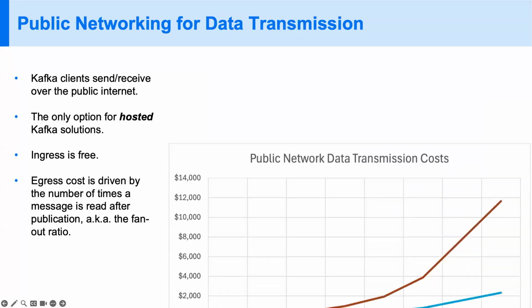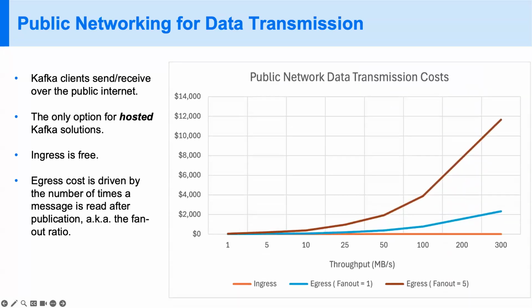So again, looking at the difference between these different transmissions, if you take that same number, you can see that the ingress cost is free overall. Again, that's a flat line. If you have an ingress fan out of just one, then that cost goes up, but it's driven by a factor of the number of times you read. So if you read that data 5 times or 10 times over the public internet, it's a 5 to 10x factor of cost, right? So this is hosted solutions that only offer public networking, or if you do it yourself and you only expose that over public internet.